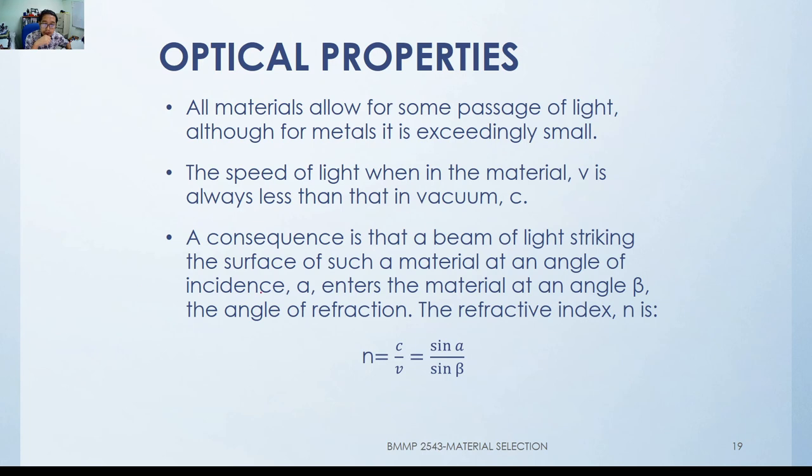A consequence is that a beam of light striking the surface of a material at an angle of incidence alpha enters the material at an angle beta, the angle of refraction. The refractive index n is the speed of light in vacuum over the speed of light in the material itself, which is the sine of alpha, the angle of incidence, over the sine of beta, the angle of refraction. And interestingly, the mirror you have at home is actually a glass sheet coated with a silver coating, so the silver actually helps with the reflection of the image of light that is projected onto it.